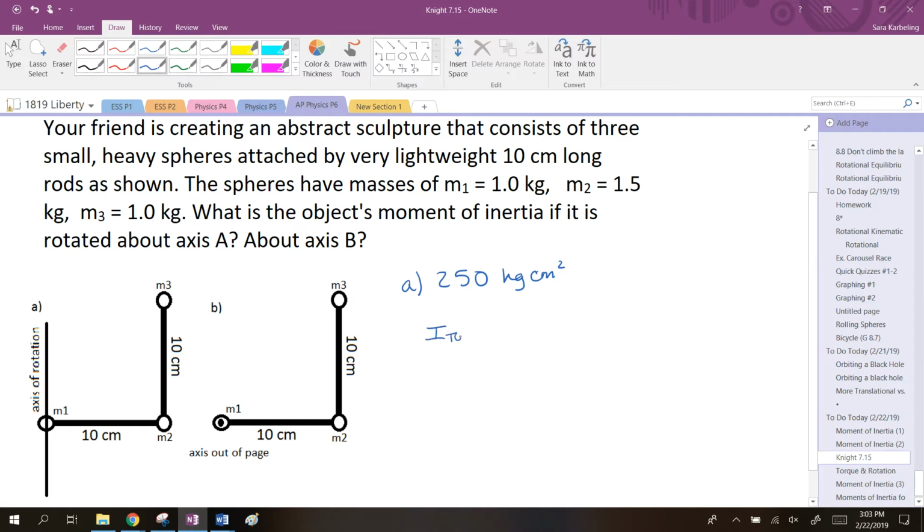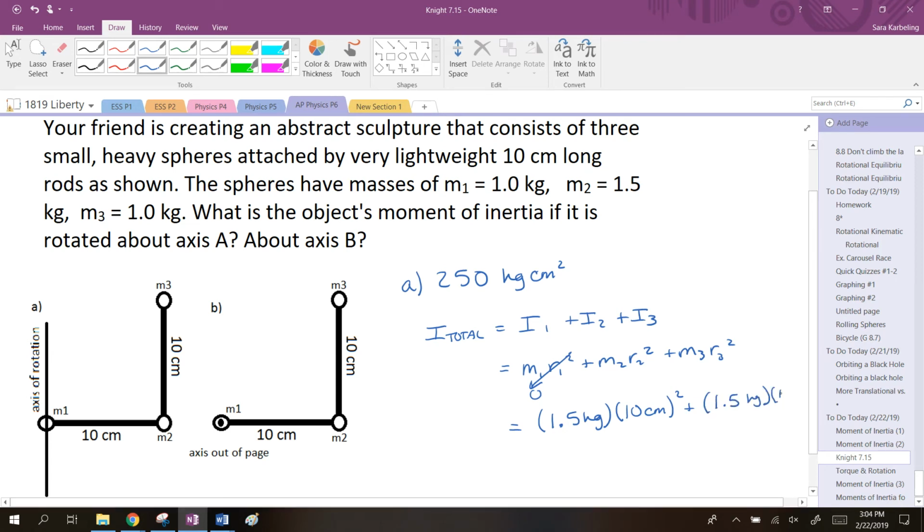Okay. So I total is going to be, I'm just going to write this out totally. So I1 plus I2 plus I3. So that's going to be mass 1 times radius 1 squared, mass 2, radius 2 squared, mass 3, radius 3 squared. The radius for 1 is 0, so that goes away. That's nice. So then we've got a mass of 1.5 times the radius is 10 centimeters. Is that okay? No, that's where I went wrong.